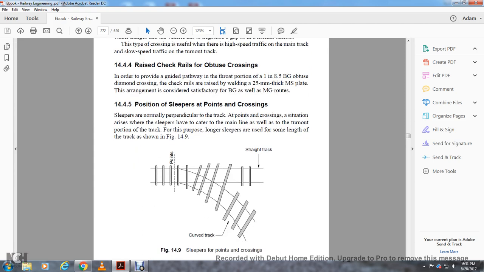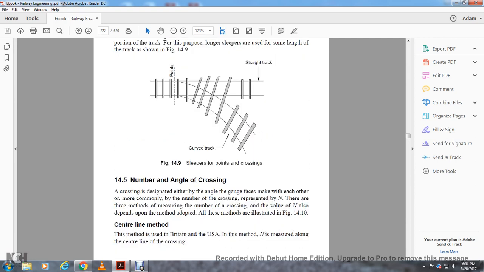14.4.5, position of sleeper at the point of the crossing. Sleepers are normally perpendicular to the track at the point of the crossing. The sleepers that have to enter the main line as well as the turnout portion of the track use longer sleepers, with the sum of the length of the track as shown in figure 14.9. Sleeper from the point of the crossing: points and curved track, straight track.